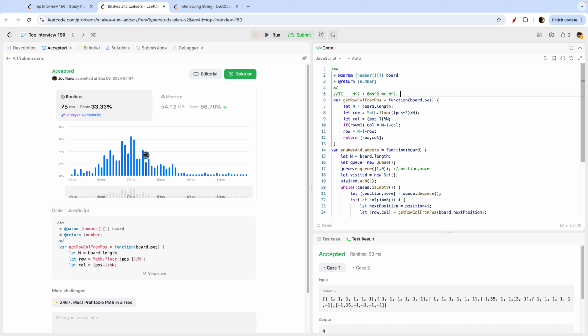Okay, and what will be the space complexity? How many vertices do we have? We have n square vertices because it's an n into n matrix. To keep them in the queue or in the visited set, we'll need n square space. Okay, so n square.